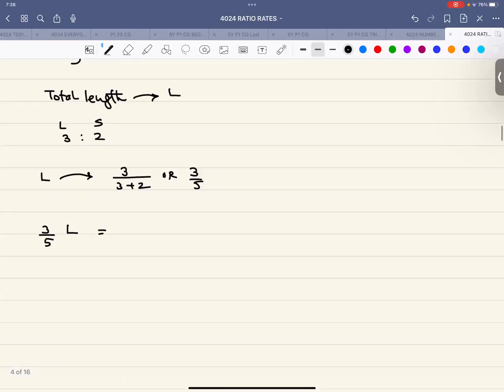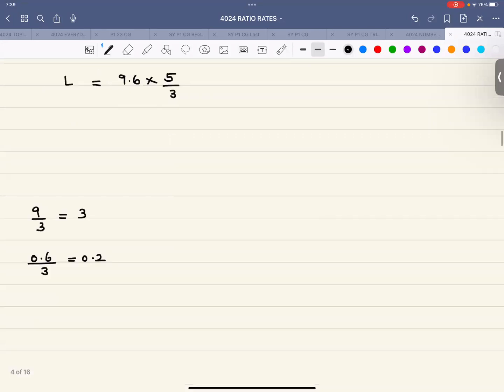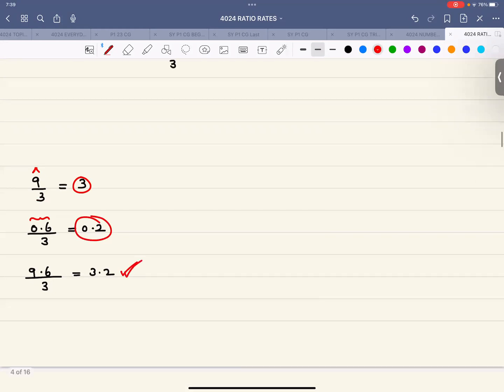So this is max. Therefore, if I make L the subject, 9.6 into 9 divided by 3 is 3. And this 0.6 divided by 3 is 0.2. In other words, 9.6 divided by 3 is 3.2. So basically what I did, I broke up 9.6 into 9 plus 0.6. 3 from here, 0.2 from here. This is what I get. You can do it in any which way you find comfortable.